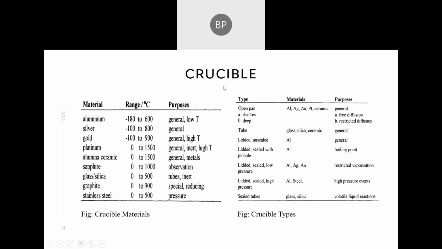We have to select the material based on the range in degrees Celsius. Generally, we use aluminum. If we are using a range between 0 to 500, we have to use glass or silica. If we use graphite, it will be melted. So we have to take the material based on the range in degrees Celsius. These are the materials, these are the types, and these are the purposes.